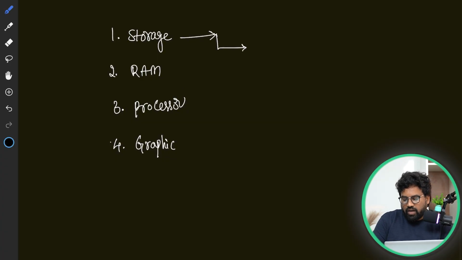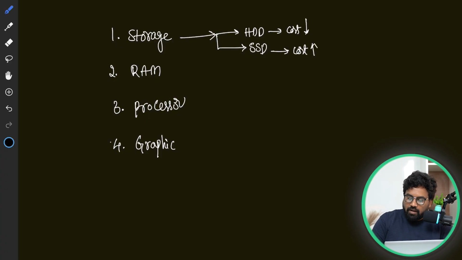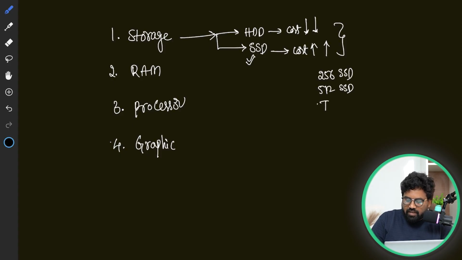Storage is divided into two categories, that is SSD and HDD, right? HDD cost is very low when compared to SSD, but SSD performance is very high when compared to HDD. So for recent laptops I suggest picking SSD ones, and if you don't have the budget, take a combination of both. For example, you don't have to take 256 SSD or 512 SSD or 1 TB SSD.